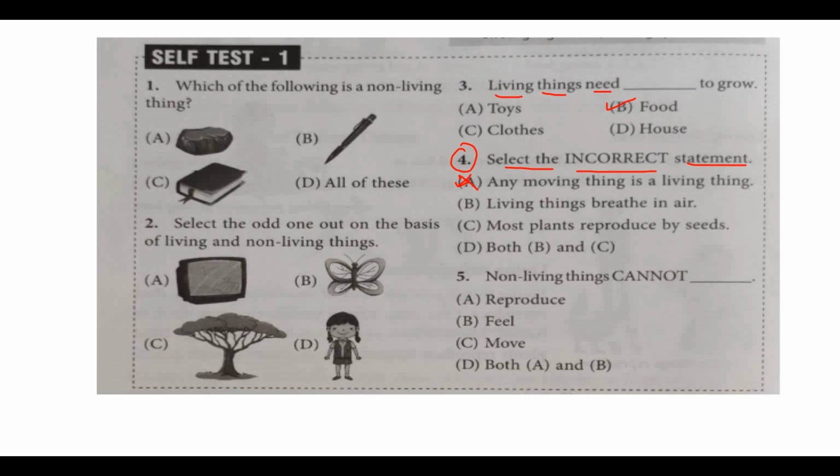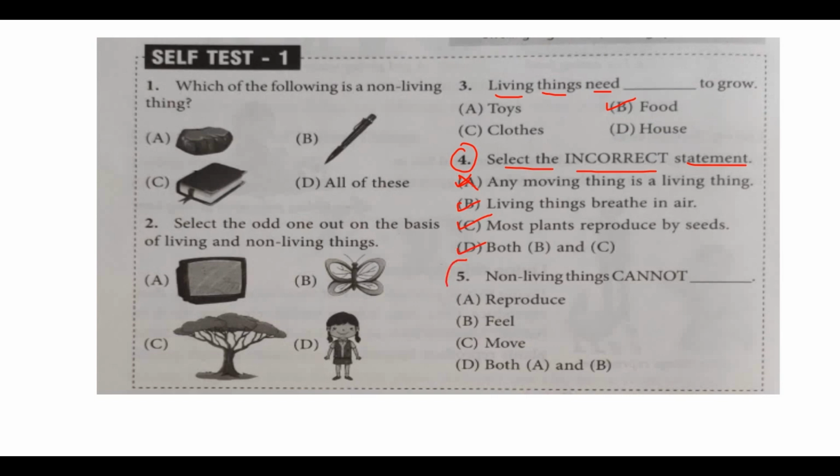Right? So we have option B, living things breathe in air, this is a correct option. Most plants reproduce by seeds, correct option. Both B and C are correct. So incorrect is any moving thing is a living thing. That is incorrect, because there are some non-living things that also move. The best example is air. If paper is flying, moving a little because of the presence of air, then the paper is not a living thing. It is moving because of the air.